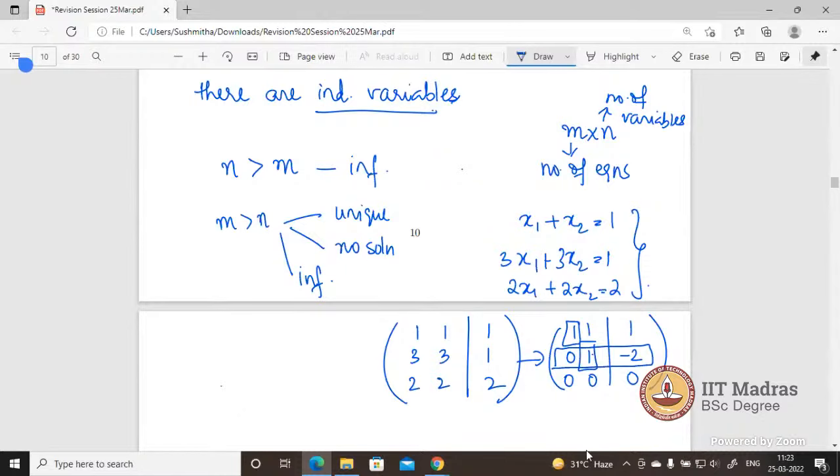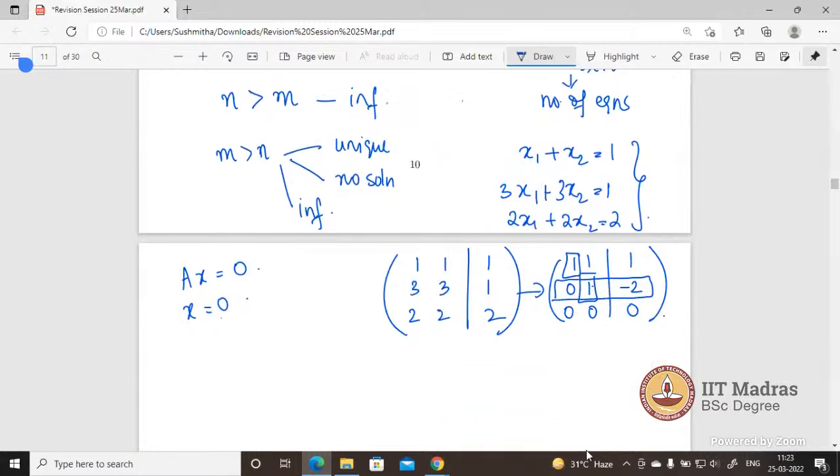Ma'am, what about the number of solutions of a homogeneous linear equation? So when you have Ax equal to 0, x equal to 0 is always a solution, right? This is a homogeneous system, so you have either a unique solution or infinitely many solutions. In fact, the unique solution is the zero solution. This system can never be inconsistent because x equal to 0 is always a solution.